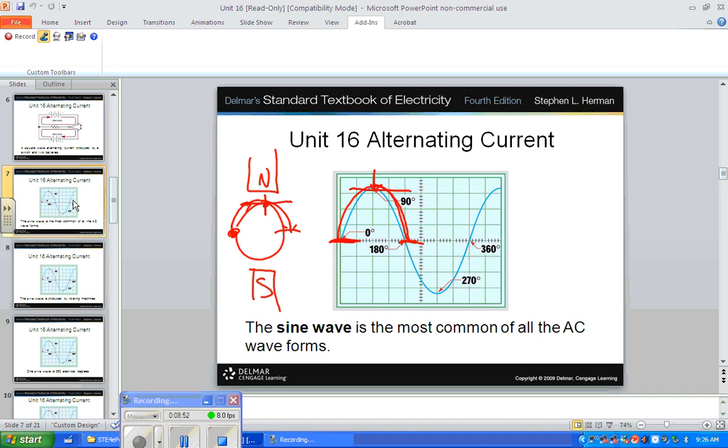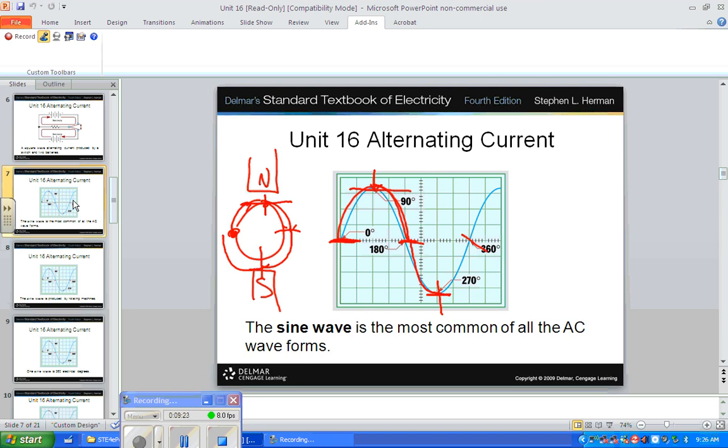Okay, so now we're going to look at what happens when it heads back down to the south pole. It's going to generate power again, only it's going to generate it in the opposite direction. It's not negative, it's just generating current in a different direction. So we have this other peak. This is the same peak numerically, it's just going in a different polarity. And once again, once we come back to this 0 point, it's going to go back to 0.